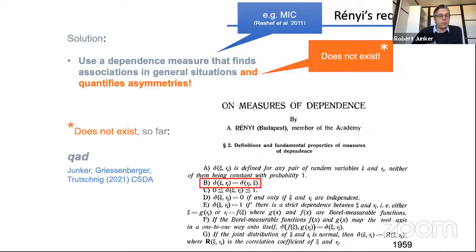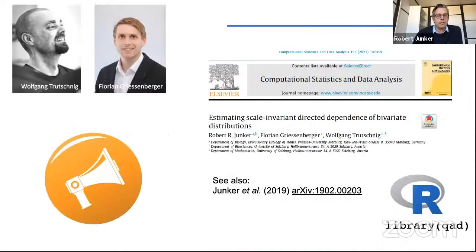And so we thought we should think about a tool to be able to quantify these asymmetries, and QAD was our result. And so we now can say it does not exist so far, or in other words, now it exists in the form of the R package QAD. When I say we, I mean Wolfgang Trutschnig, Florian Griessenberger, and myself. So we worked on this method and this R package for some years now. And finally, this year, we were able to publish it in Computational Statistics and Data Analysis.